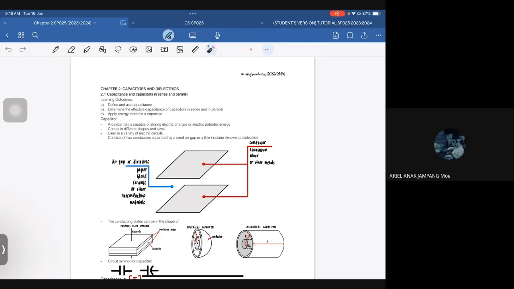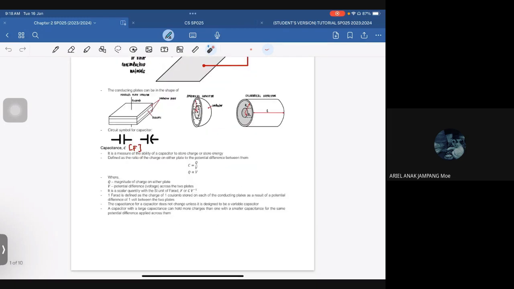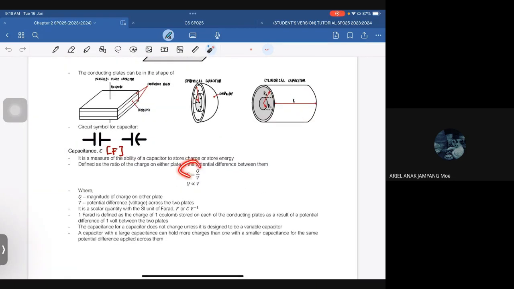Okay, so for this part here, first we have a formula which is C equal to Q over V. Yang ini dia ada bagi dalam exam, so it's not really a problem lah. And make sure kamu tahu unit dia adalah farad. Sebab sekarang ni students always confuse between coulomb dengan farad lah. So kalau coulomb ni sepatutnya kamu ingat yang ini untuk charge, yang ini untuk capacitance.